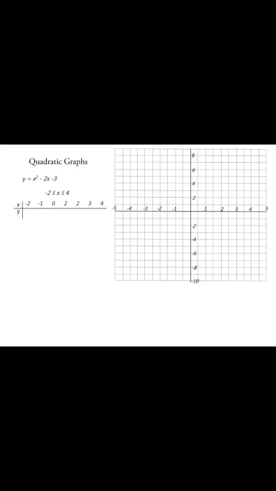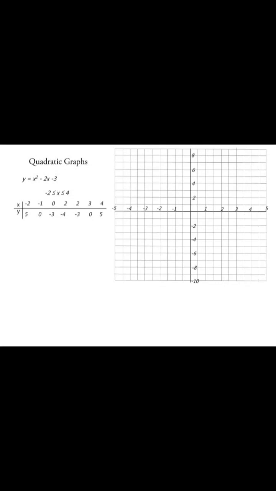When x is minus 2, substituting in the equation, y will be 5. When x is minus 1, y will be 0. When x is 0, y will be minus 3. When x is 1, y will be minus 4. When x is 2, y will be minus 3. When x is 3, y will be 0, and when x is 4, y will be 5.